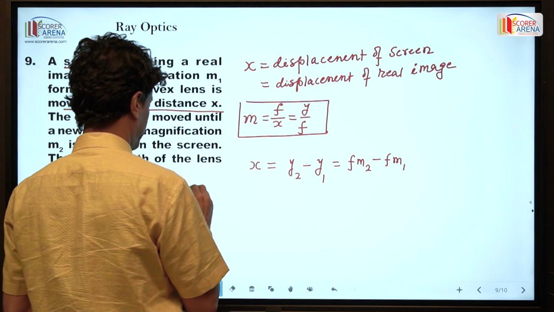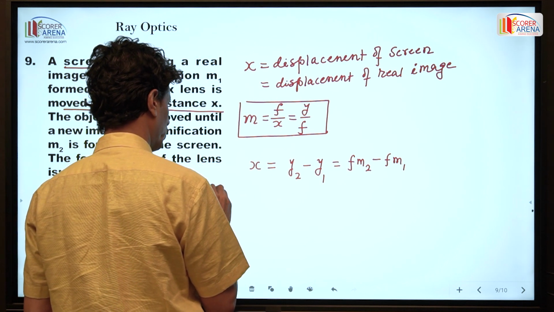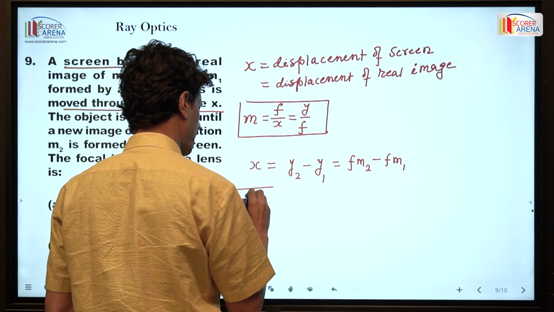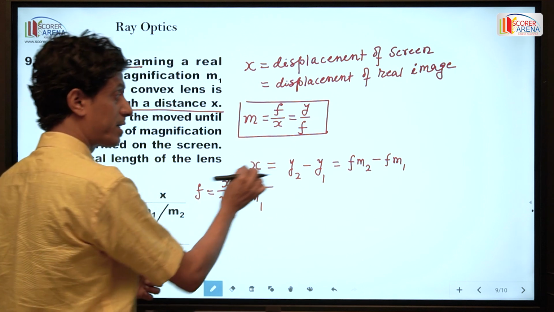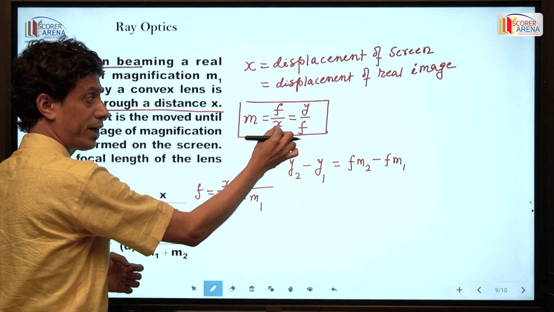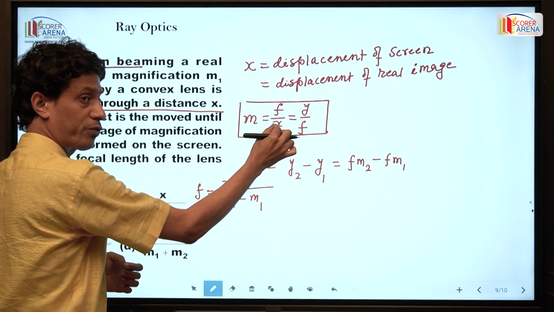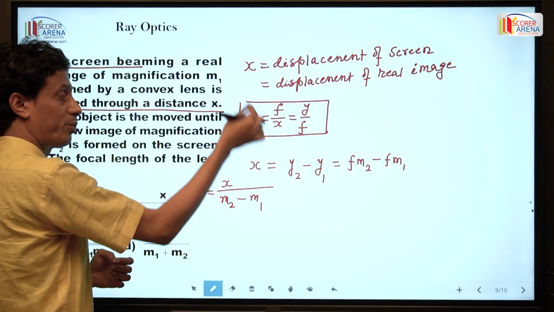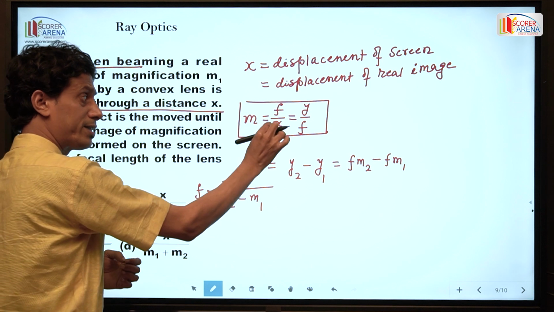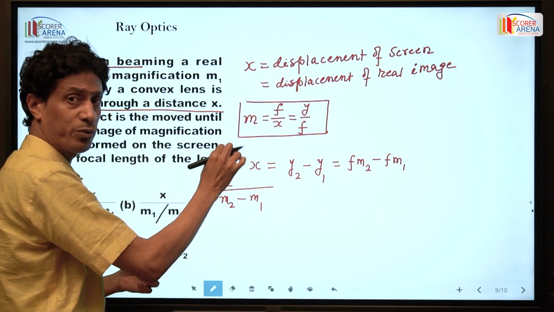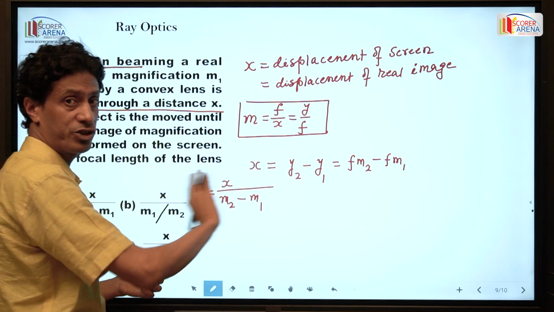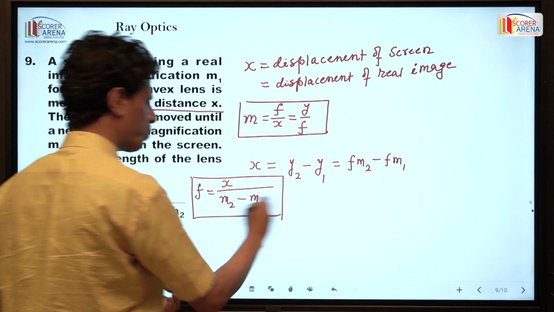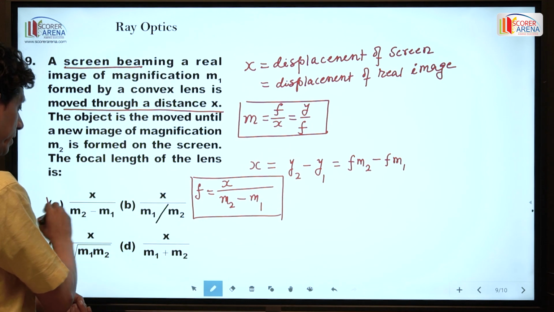So therefore focal length f is equal to x by m2 minus m1. Here x is the displacement of the screen, but in the equation f by x, x is the distance of object from the focus. Since in this problem the displacement is given as x, I have taken it as x. In this equation x is the distance of object from the focus, but here x is the displacement of image. So therefore f is equal to x by m2 minus m1. Right option here is A.